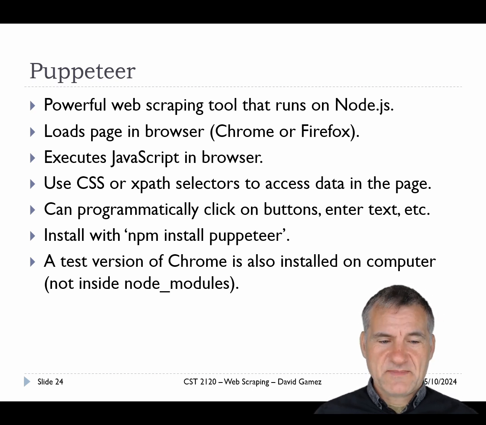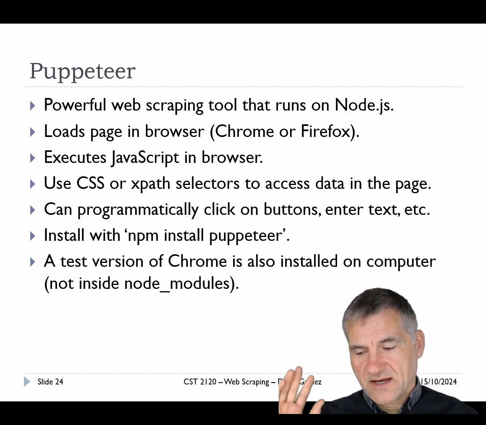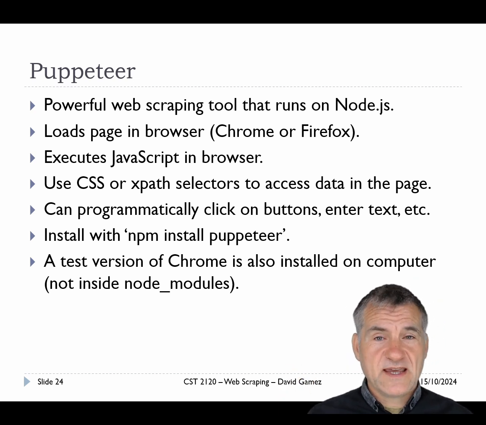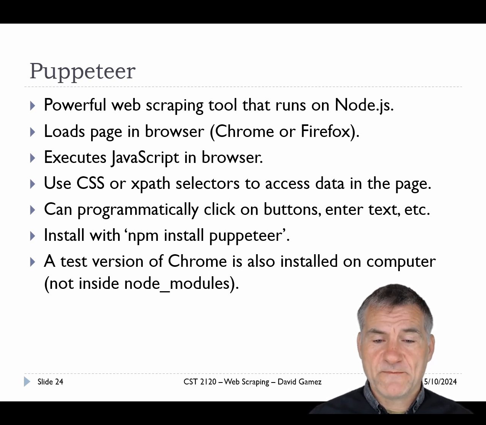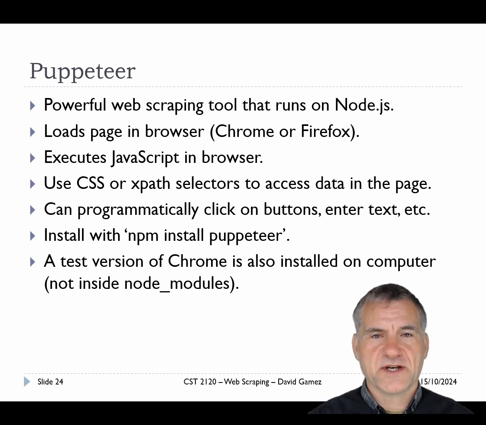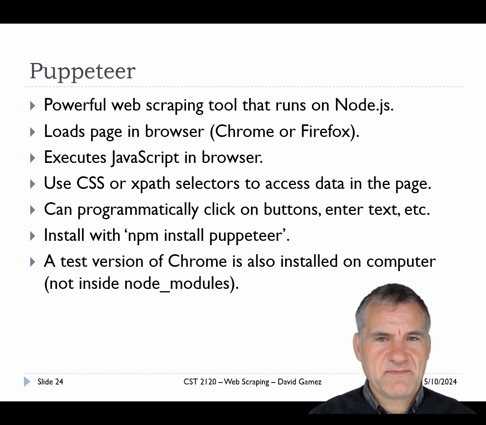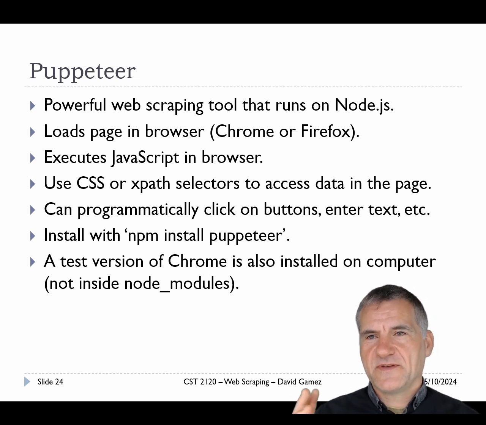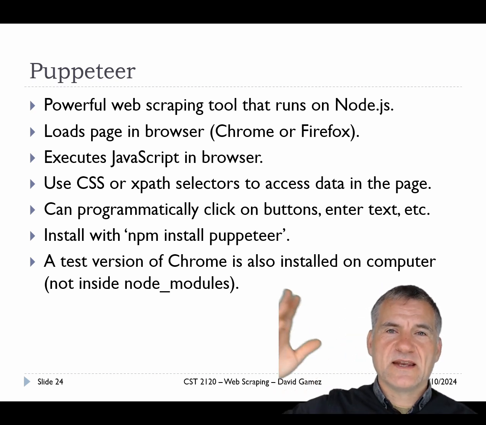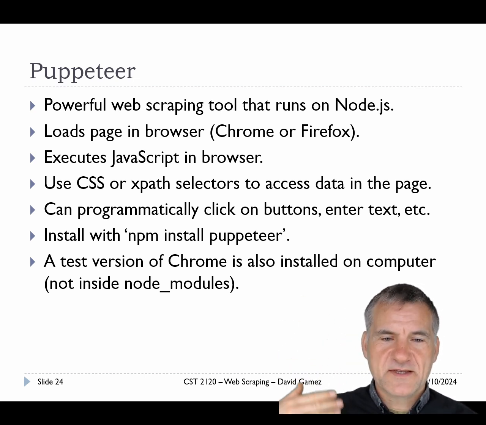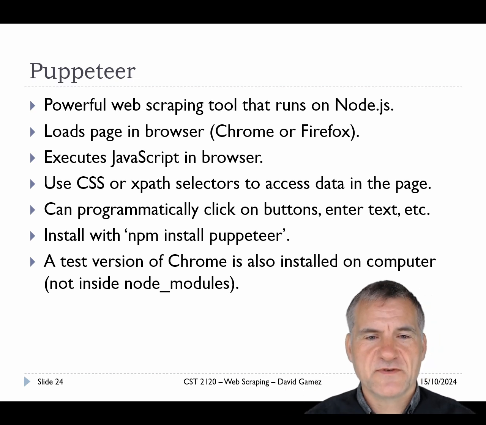Simple to install, really simple. All we have to do is npm install Puppeteer, the standard method of installing libraries on Node. But what's particularly impressive is it also puts a test version of Chrome on your system, not inside node_modules, and it uses this test version of Chrome to do all the stuff about executing JavaScript and running the browser. So it's really quite a neat package. Just bear in mind, if you're using cloud synchronization and you try and run your code on a different computer, it won't work. You have to reinstall Puppeteer, so it reinstalls that test version of Chrome.